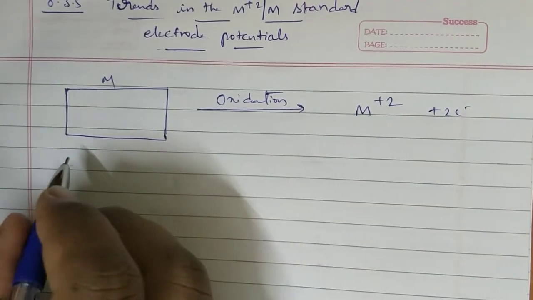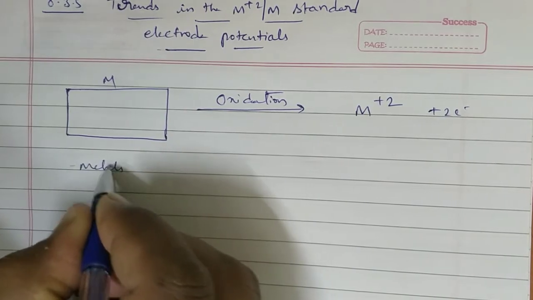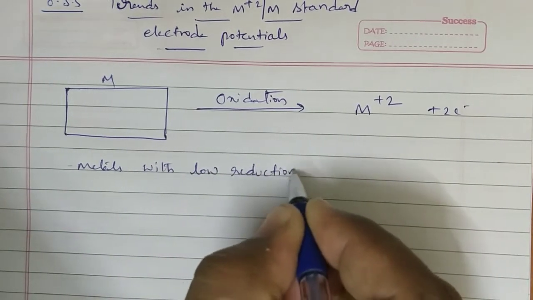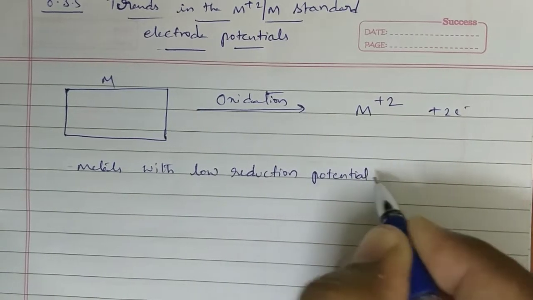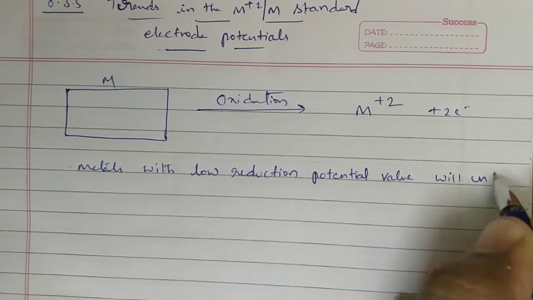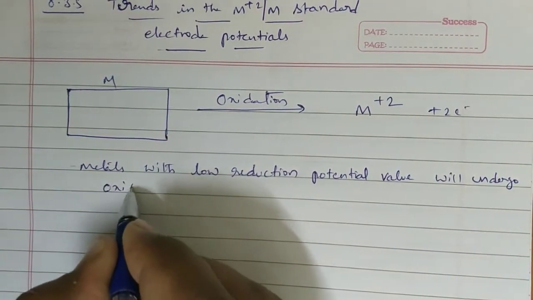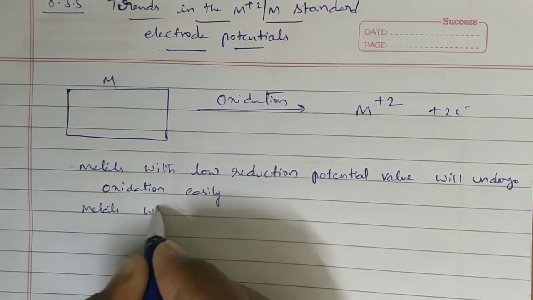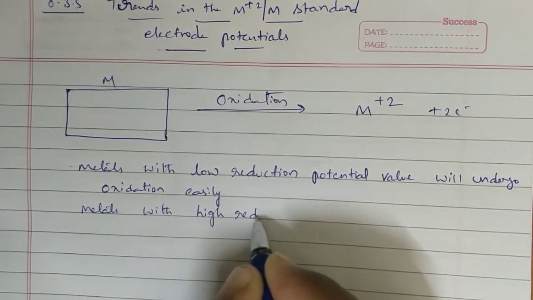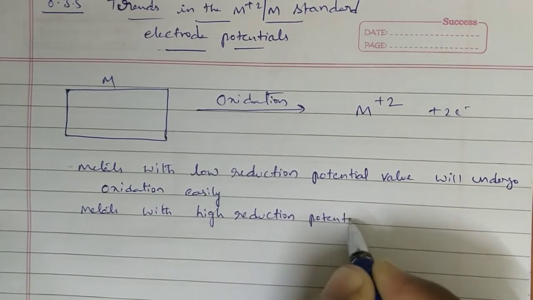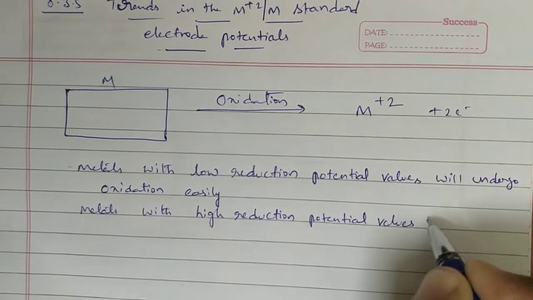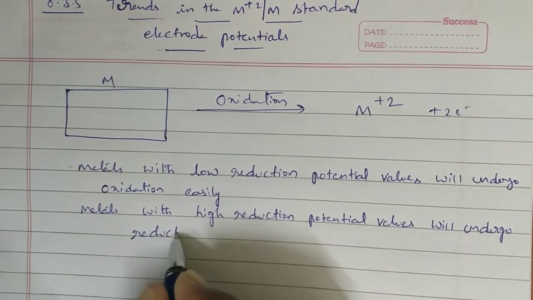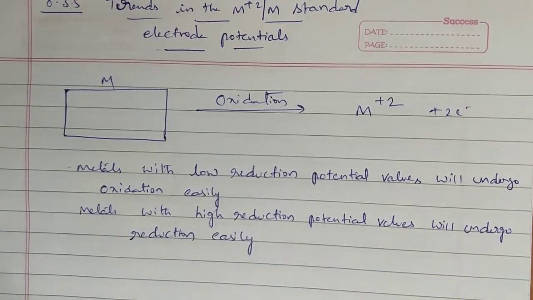Okay. At the same time, here in electrochemistry we have discussed that already. Metals with low reduction potential value will undergo oxidation easily, and metals with high reduction potential values will undergo reduction easily. We will depend on only reduction potential values.